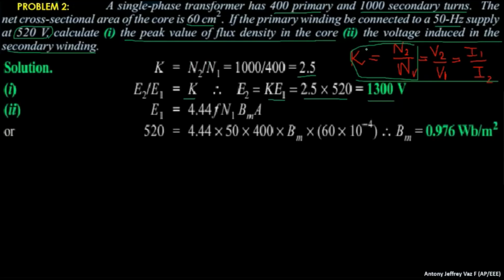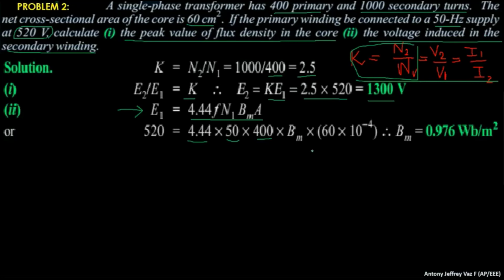Next, you need to find the voltage induced in the secondary winding. For this, you have the EMF equation: E1 is equal to 4.44 F N1 BmA. You know the E1 voltage, which is 520 volt; 4.44 is a constant; F is the frequency, 50 hertz; and N1 is the number of turns in the primary, which is 400. Here the flux density is not known.